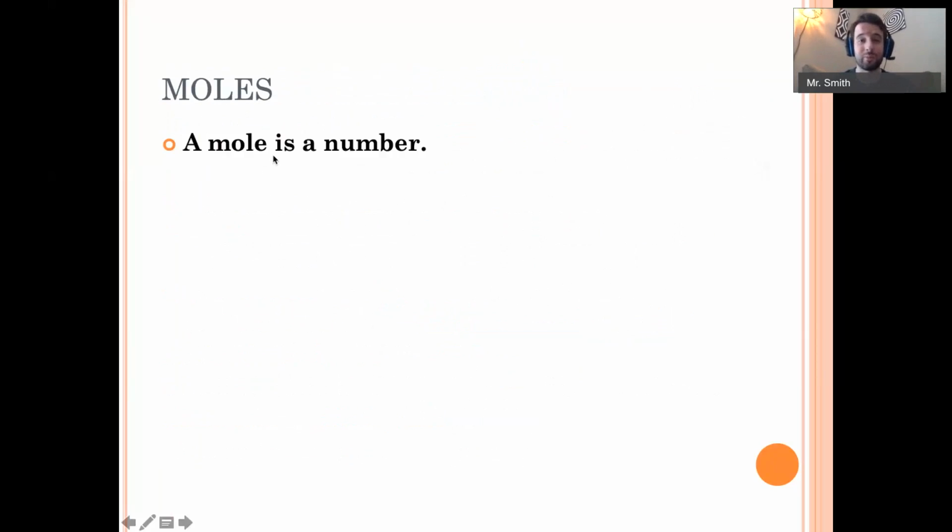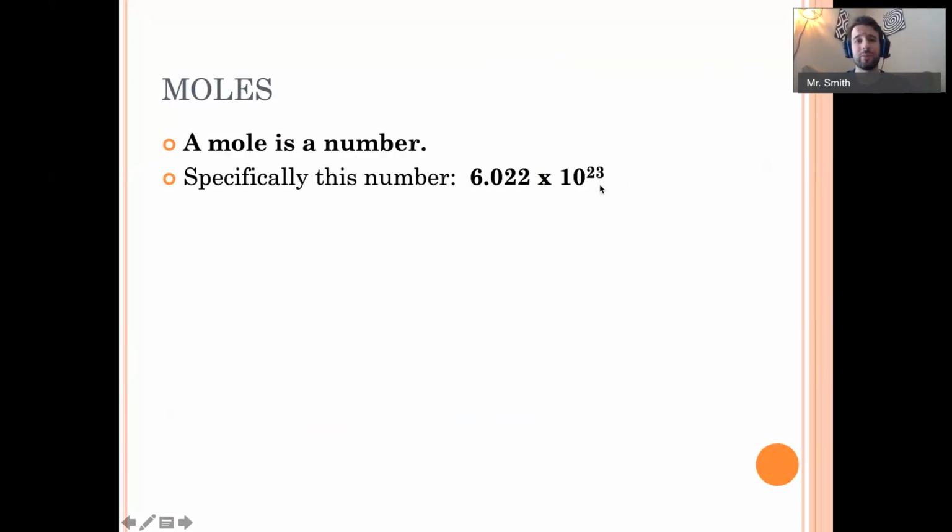So a mole is a number. Specifically, it's this number, 6.022 times 10 to the 23rd. It's like if someone says, I've got 50K saved in the bank account. K stands for 1,000, so that would be saying I have 50,000 saved in my bank account. Or like a rack in rap and hip hop music is a set amount, a set stack of how many bills it is. I'm probably not the person to talk about this stuff. Anyways, a mole is just a very specific number, and it's 6.022 times 10 to the 23rd.